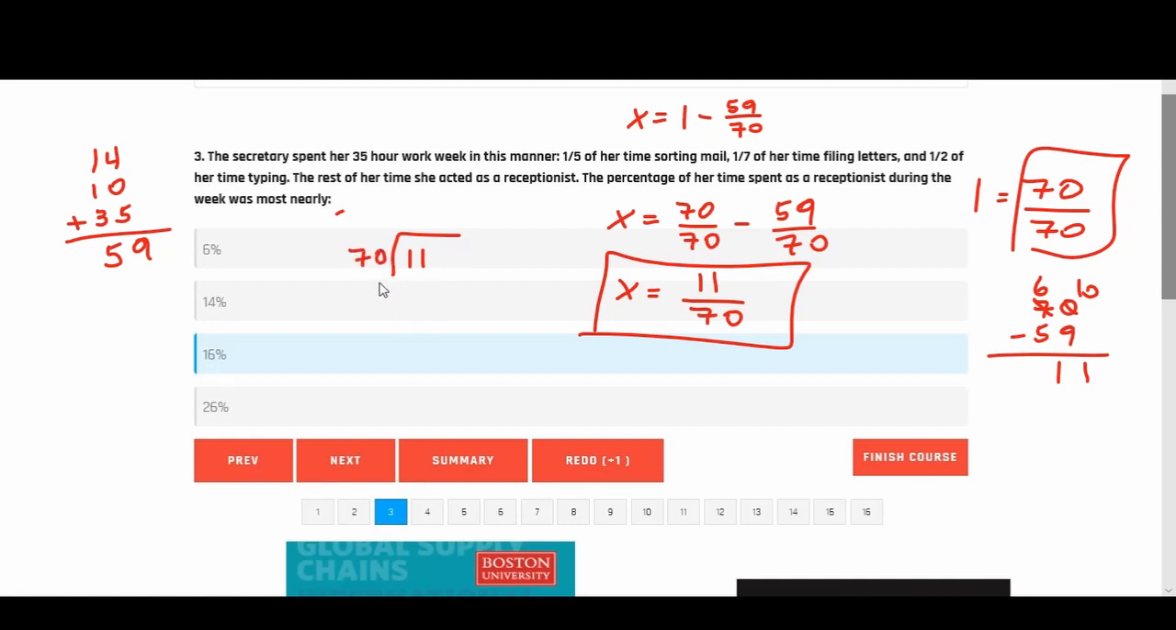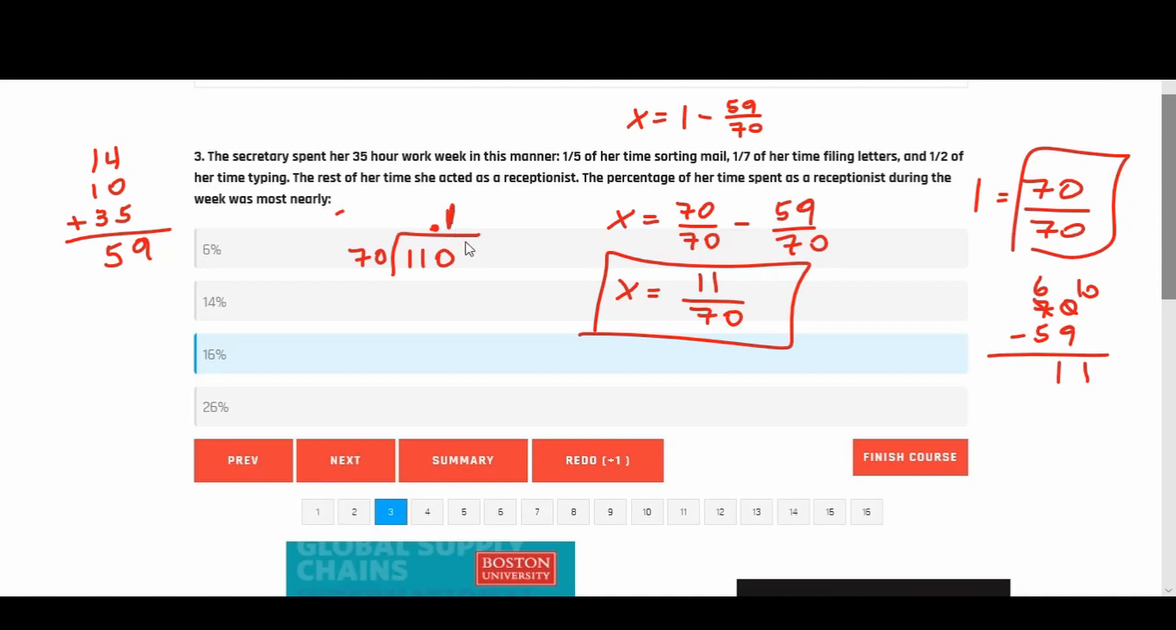Now we say to ourselves, how many times does 70 go into 11 without going over? It doesn't. 11's too small. We have to add a 0. By adding that 0, we have to kick up a decimal right there. Now we ask ourselves, how many times does 70 go into 110 without going over?